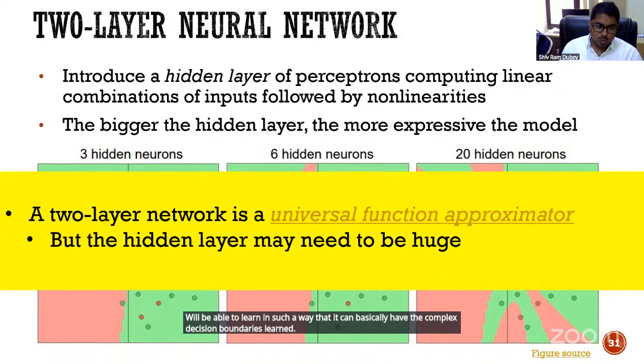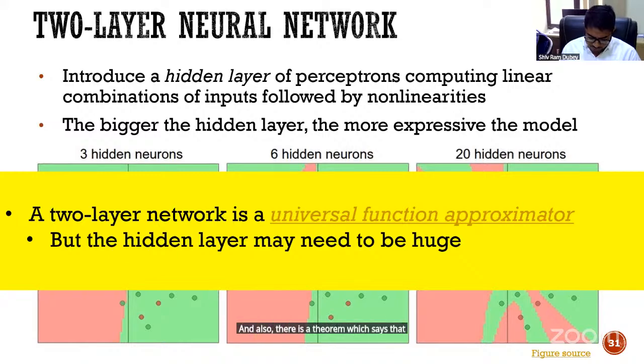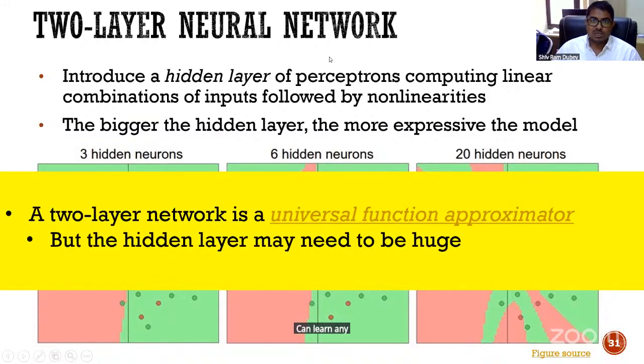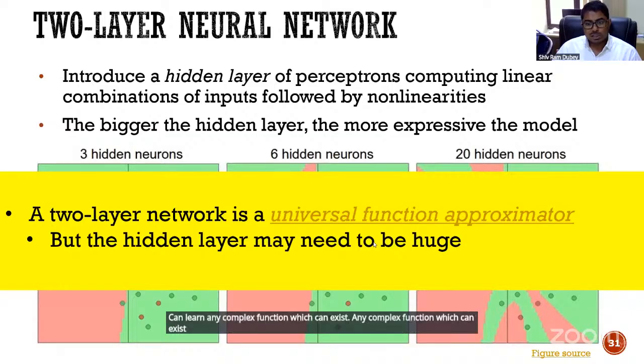And also there is a theorem which says that any neural network having a hidden layer with an infinite number of neurons can learn any complex function which can exist. Any complex function which can exist can be approximated by a neural network with only one hidden layer. But given that, we should be able to deal with even an infinite number of neurons there. Okay, what is softmax? There is a question here.